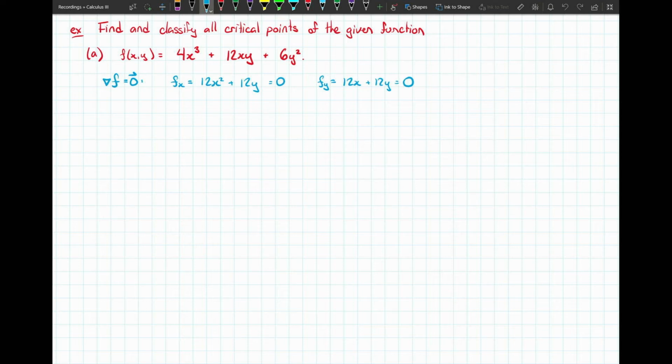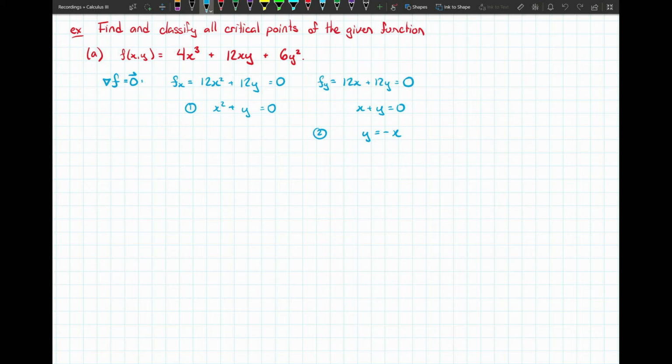Now, each of these equations nicely has a common factor of 12. And if the right-hand side equals 0, then we can simply divide both sides of the equation by 12 and simplify the equations out. Equation 1 could simply just turn into x squared plus y equals 0. And with equation 2, we would have x plus y equals 0. Or maybe we actually just want to do a little substitution and say equation 2 is y equals negative x.